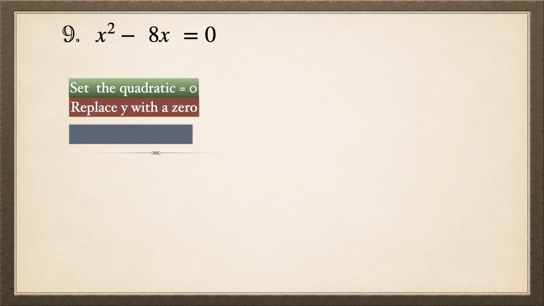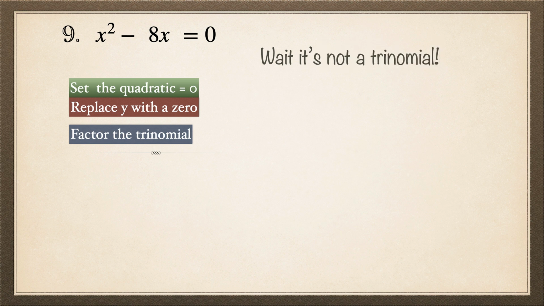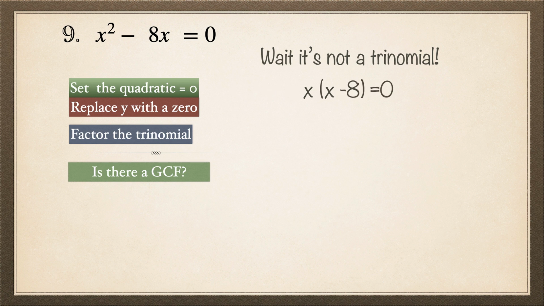Well, what was the next step? The next step I said to do was factor the trinomial. But wait a minute, this is not a trinomial. It's just a binomial. So I'm going to go back to my factoring knowledge. Is there a GCF to pull out? Well, I have x squared minus 8x. So yes, x is a GCF that I can factor out. If I factor an x out of both of those terms, I end up with x times the quantity x minus 8. Don't forget to equal 0.